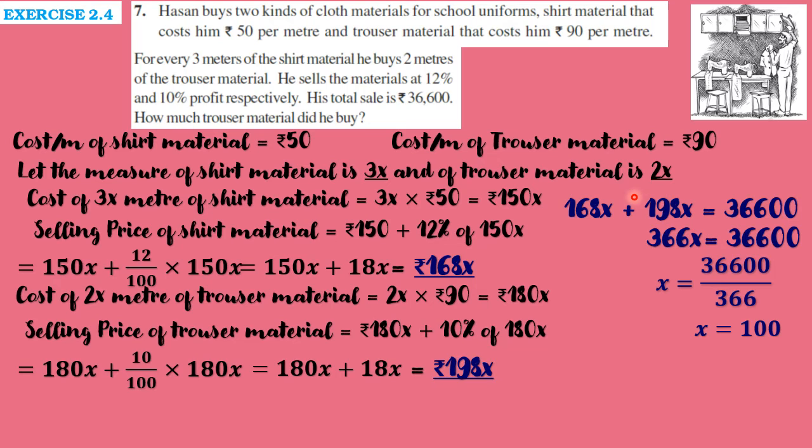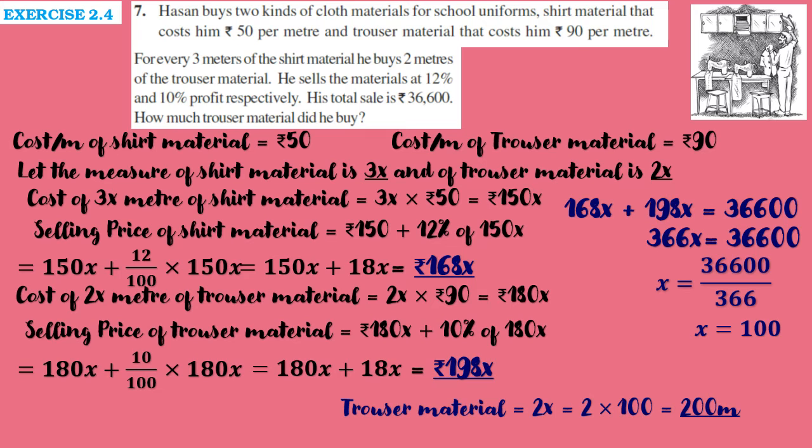So it is asked how much trouser material did he buy. So the length of the trouser material only we need to find. Trouser material is what? 2x. So how much trouser material? 2x, that is 2 into 100. 200 meters of trouser material he bought. Understood? So pause the video and you can note it down.